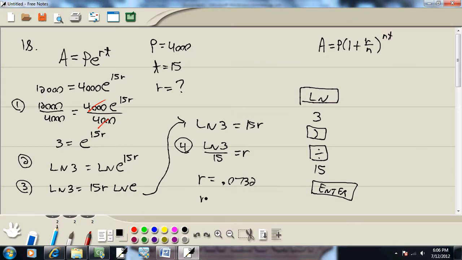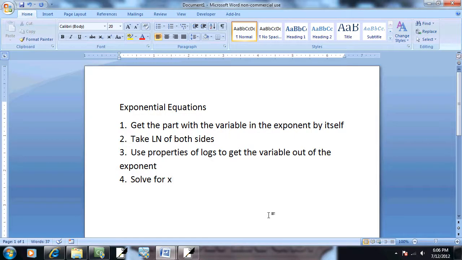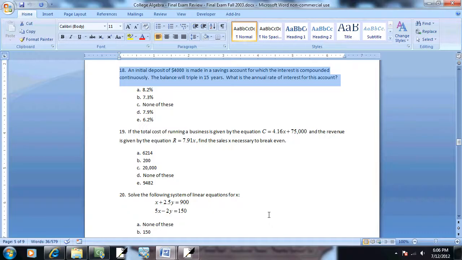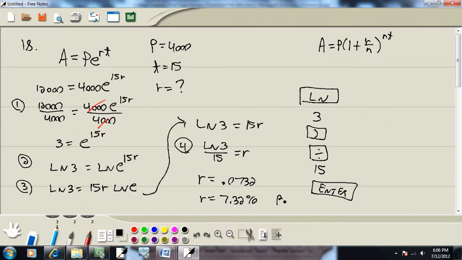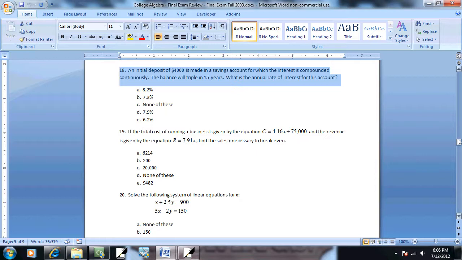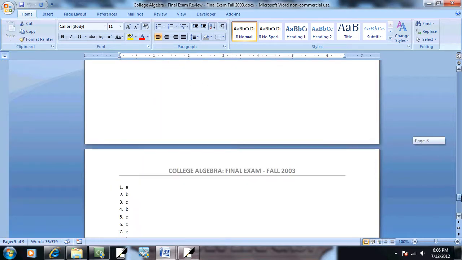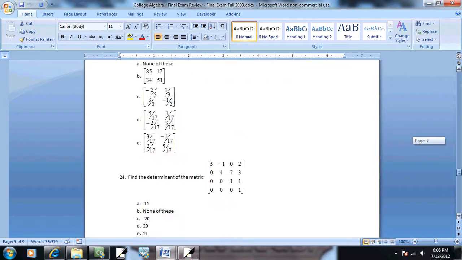Now this is decimal. Usually rate is in percent form, so we'll move the decimal place 2 places to the right, and we got 7.32%. 7.3. Okay, they round 1 decimal place, but it'd be B as in Bill. So let's go check. 18B. And that checks.